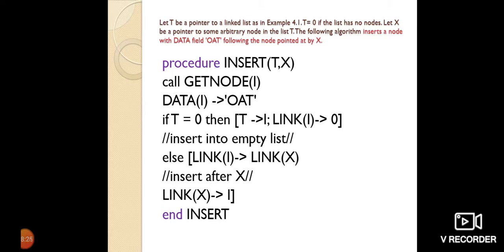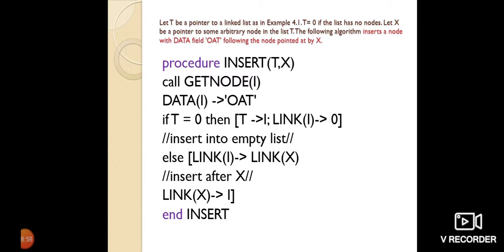Okay, the other one is insert. How will you insert a particular node into the list? It inserts a node with data field oat following the node pointed by x. After x, you're going to insert a particular node having the data oat. So you're going to call get node of I here, and you're going to get one particular node with the address I. In the data part, you're going to write oat, which is the data.